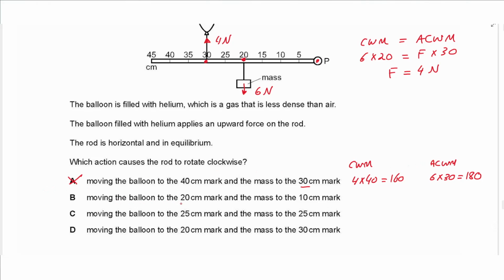Moving the balloon to the 20 centimeter mark, now we multiply 4 by 20, that gives an answer of 80. And for the anti-clockwise moment, the load of 6 newtons multiplied by the distance 10, that gives an answer of 60. So now the clockwise moment is greater than the anti-clockwise moment, so the answer is B.